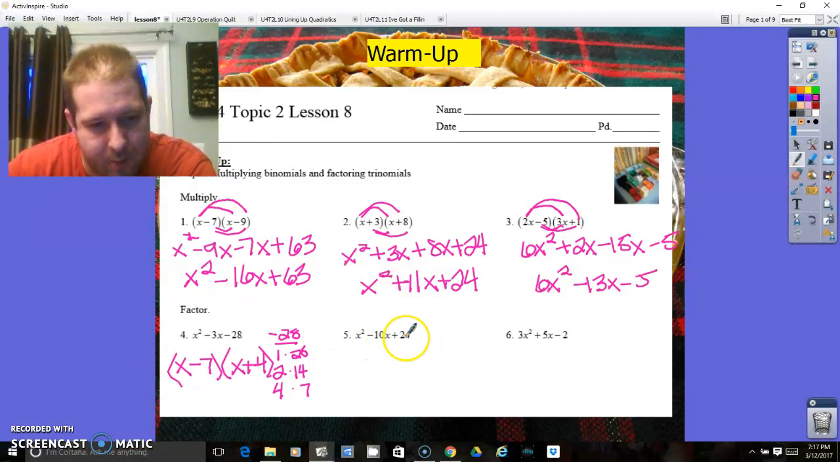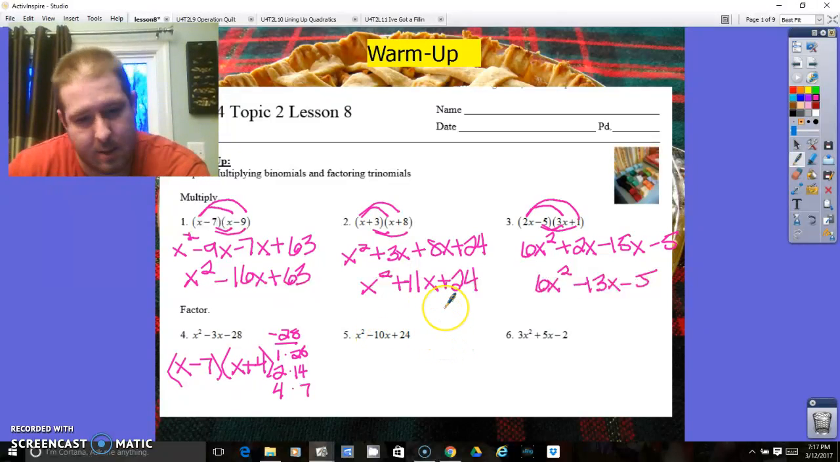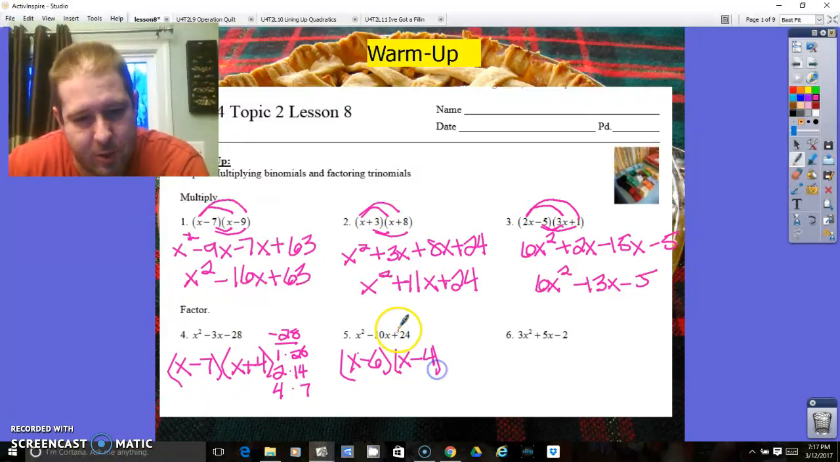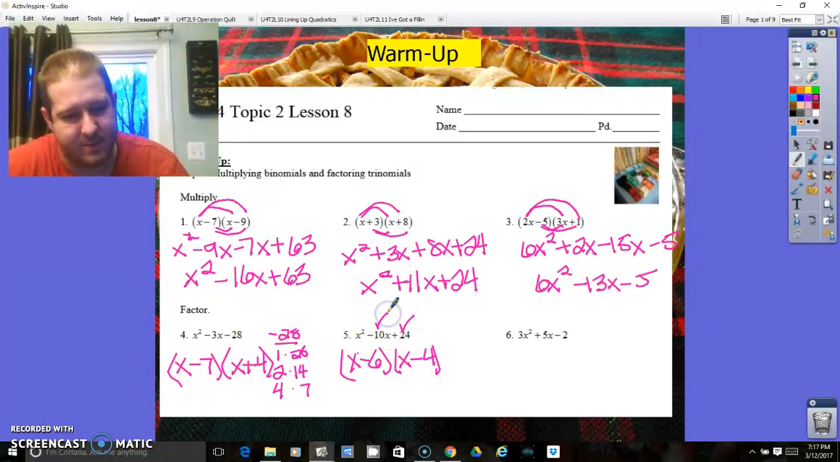All right, same thing here. So we got factors of 24 that add up to negative 10. So that's going to be, let's see, it's not going to be 12 and 2. It's going to be 6 and 4. And it's going to be negative. So it's going to be x minus 6 and x minus 4. If you multiply those two numbers, you do get positive 24, and you add them, you get negative 10.